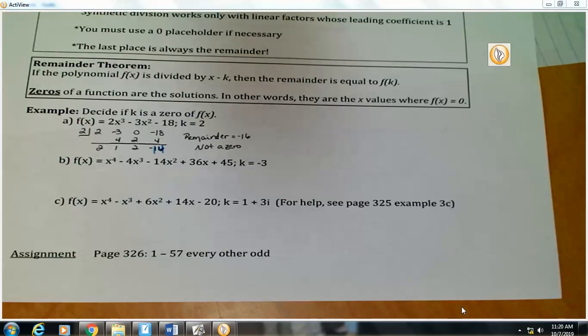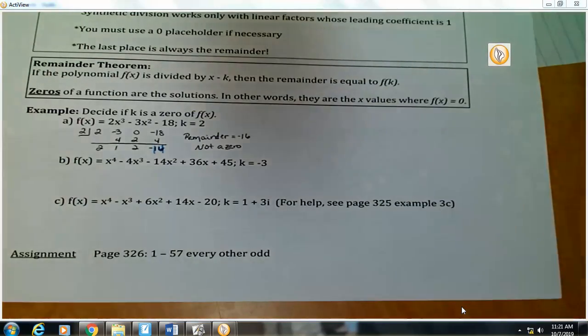So for instance, if you plug 2 in for your x in that problem, so if you do 2 times 2 to the third minus 3 times 2 squared minus 18. Did we get negative 14 for our answer? Yes.